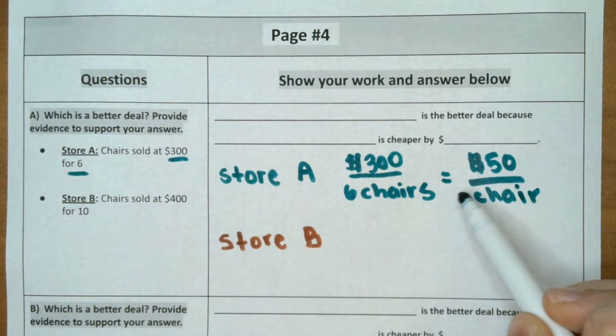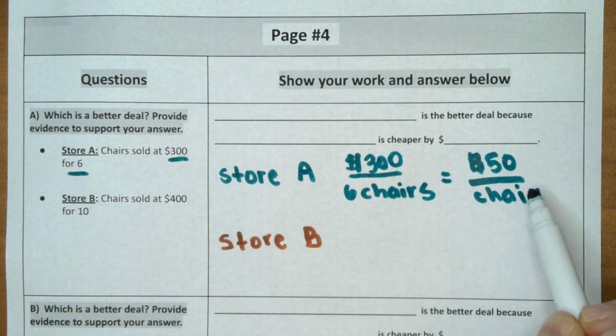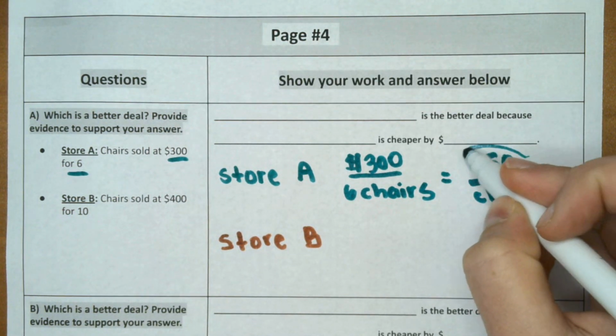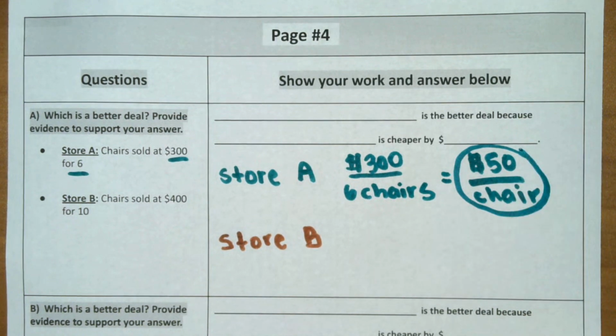And you could write one chair, but since it's just singular, it doesn't have an S on the end, you can just also leave it as $50 per chair like this. Pause the video and find the unit cost for store B.